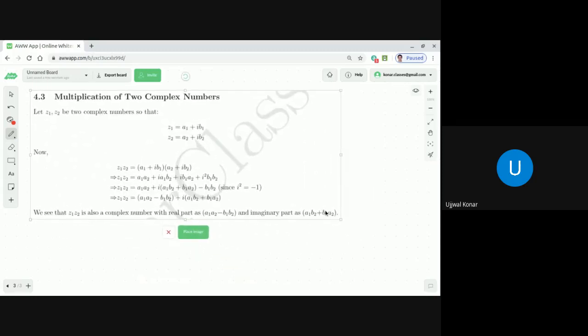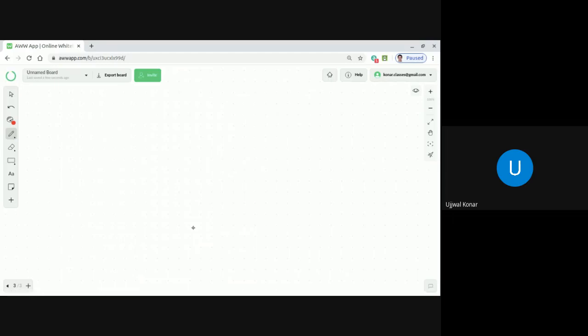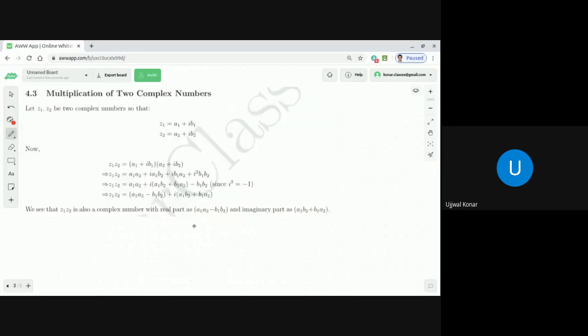So, multiplication of two complex numbers. Let us take two complex numbers Z1 and Z2. Z1 is equal to A1 plus iB1 and Z2 is equal to A2 plus iB2. Just to make sure that you are all aware, I'm just repeating the statement: A1, B1, A2, B2, all are real numbers. They all belong to the set of real numbers.